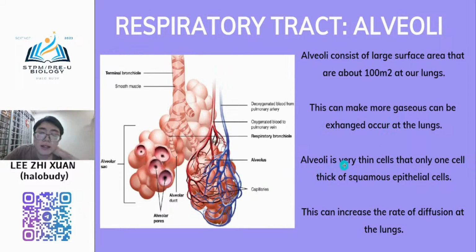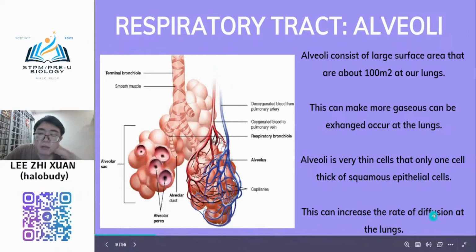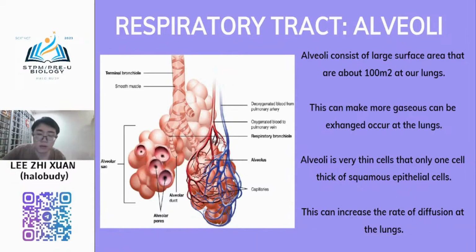And then the cell of the alveolus is very thin. The structure of the alveolus, the plasma membrane or the cell itself, is very thin, normally only one cell thick, of squamous epithelial cells. This increases the rate of diffusion. Why does it need a very thin cell? Because it needs to increase the rate of diffusion. If the cell is very thick, it is very difficult for the gas to penetrate the cell, right? So yeah, you need a very thin cell.